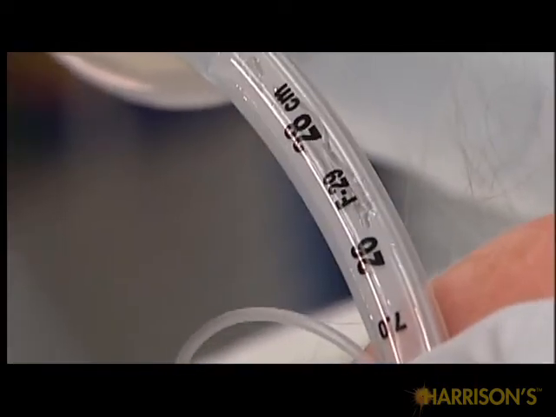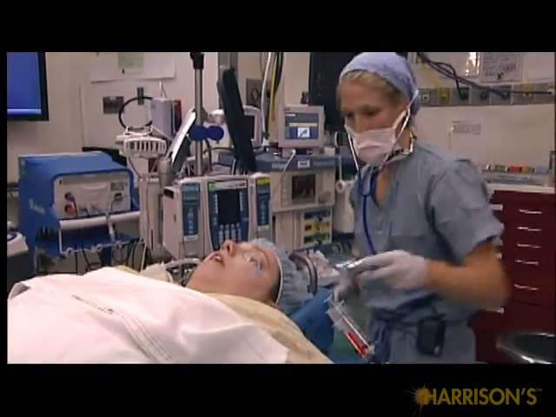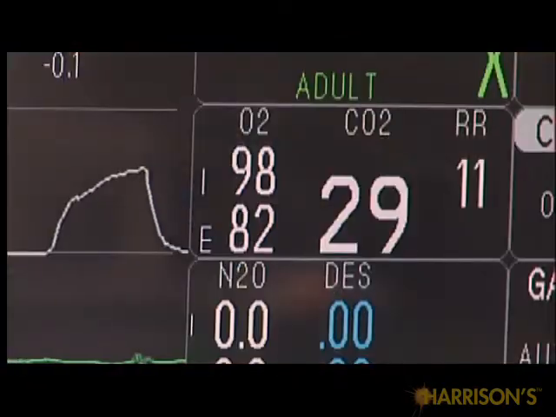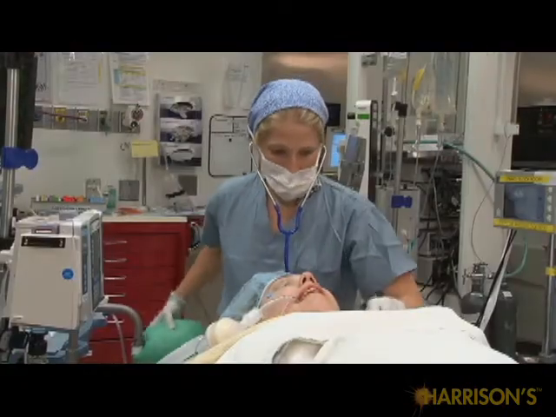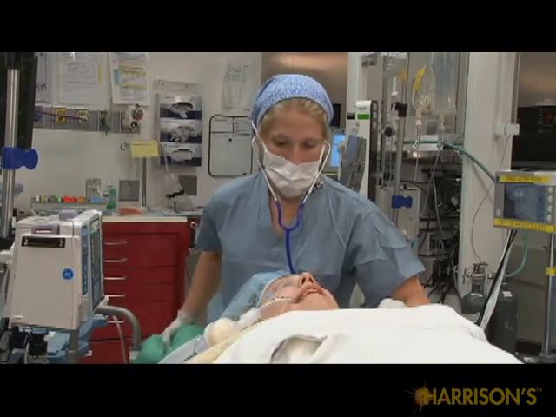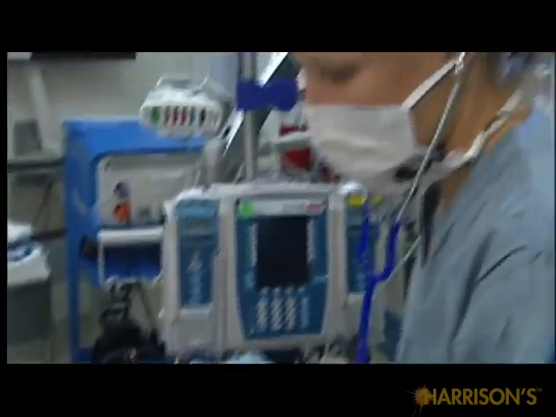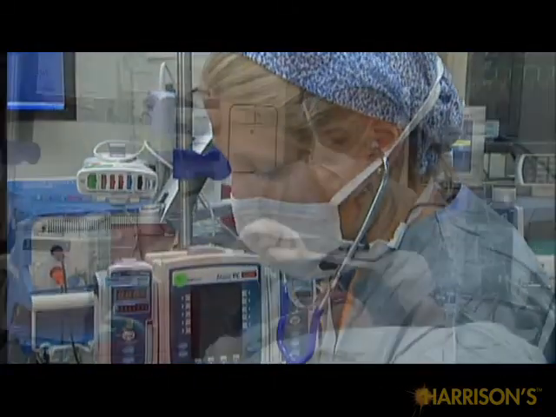To confirm that the endotracheal tube is in the trachea and not the esophagus, check for condensation in the tube, chest rise, breath sounds, and end-tidal CO2. In addition, one should confirm the breath sounds are equal bilaterally, as absent or diminished breath sounds on the left side can signal a right mainstem intubation.